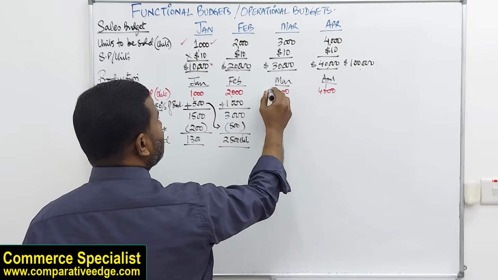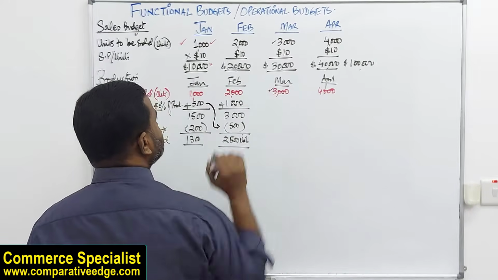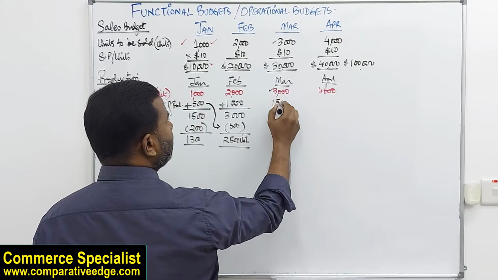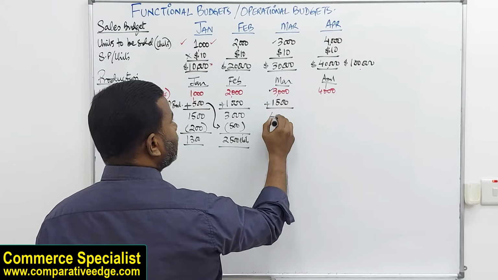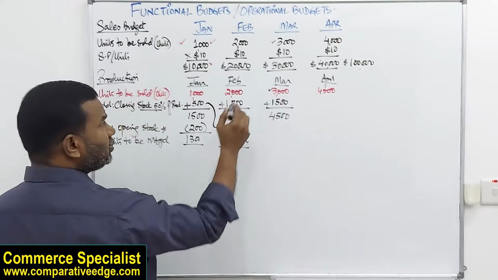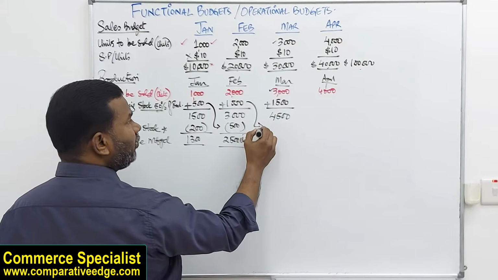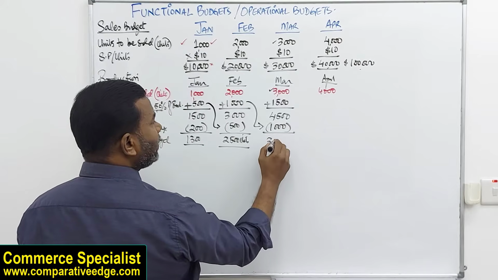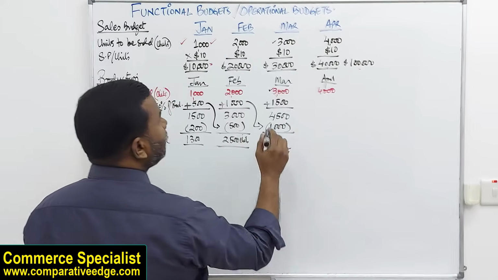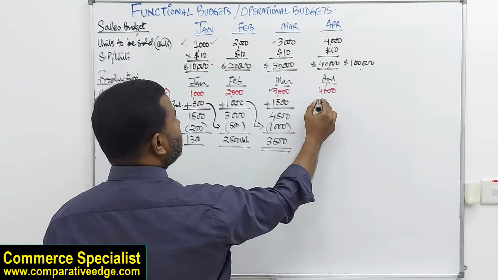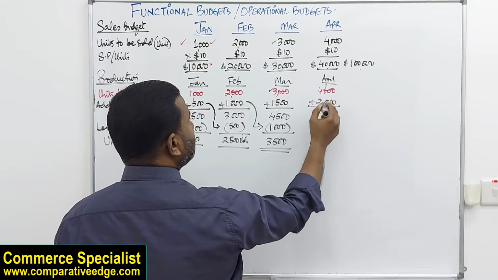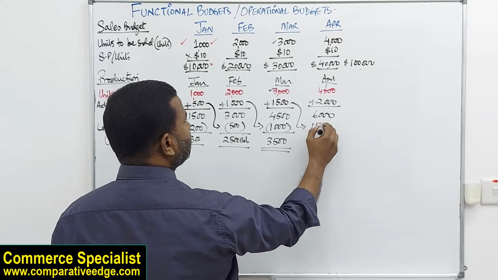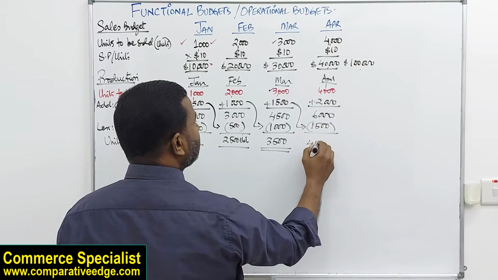Goes to March. 3000 units are to be sold from sales. But the company has a policy of 50% closing stock. So 50% of this is 1500. So it's 4500. The closing stock of February becomes the opening stock of March, which is 1000. So how many units will we be making? 3500 units. Going to April, 50% of this will be 2000. So this will be 6000. Closing stock will be the opening stock here. So we'll be making 4500 units.